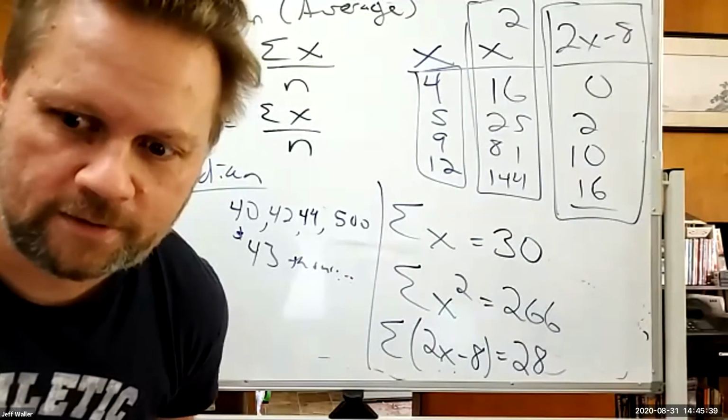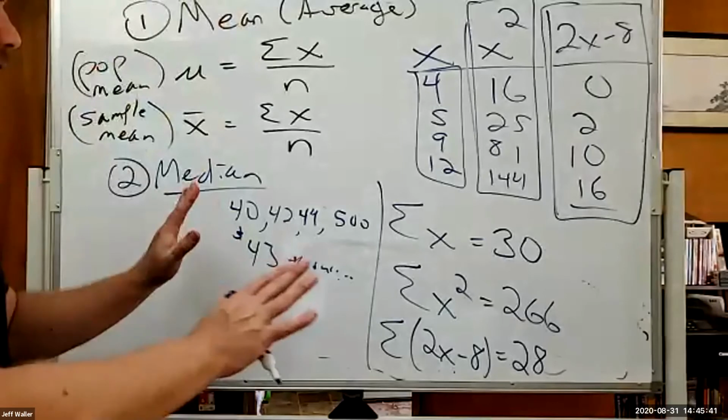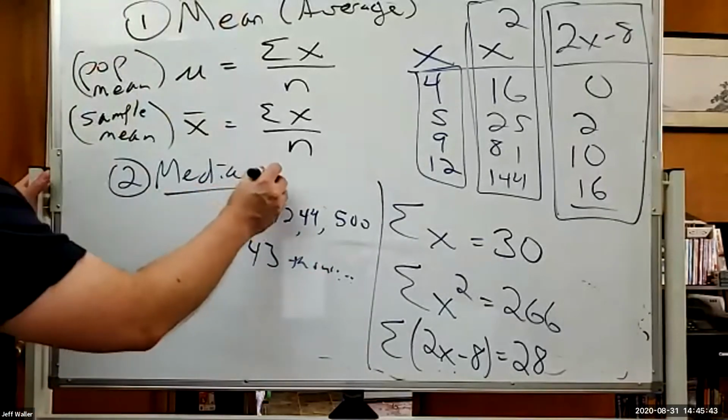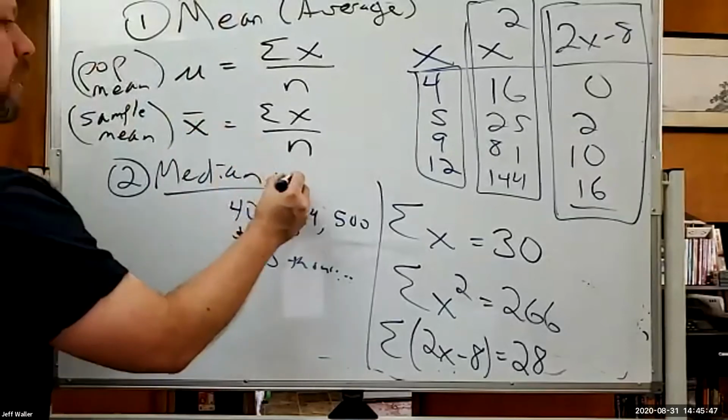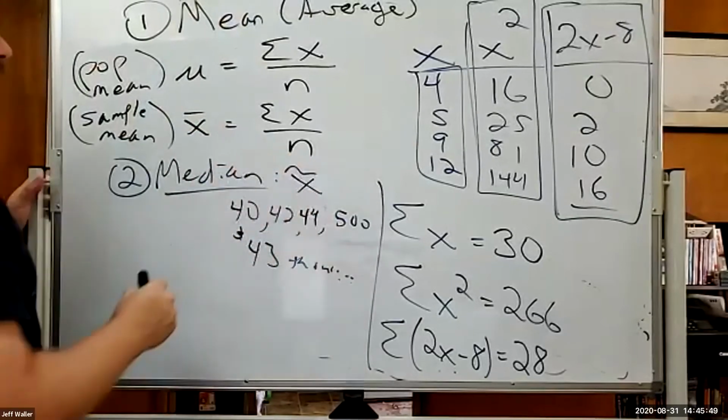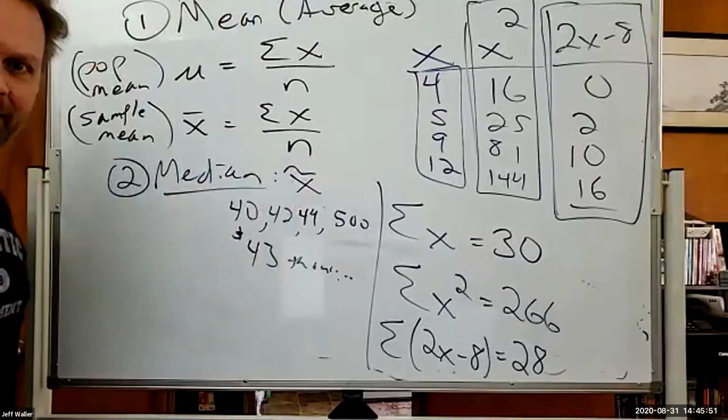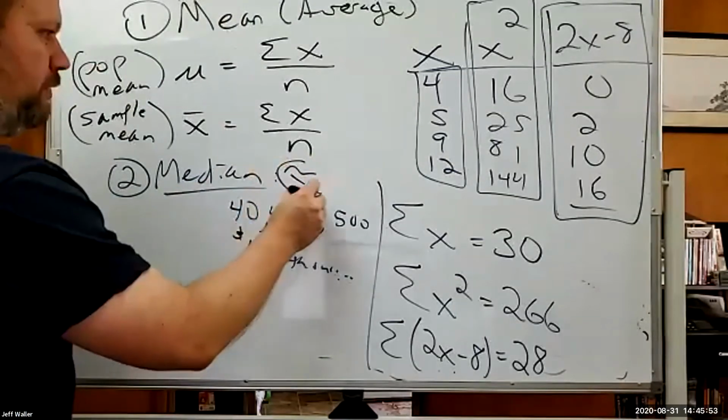Sorry. So that's median. And it's got a symbol that looks a lot like this, but it looks like this guy had a rough night. It's X with a little tilde on top. That's the symbol for median.